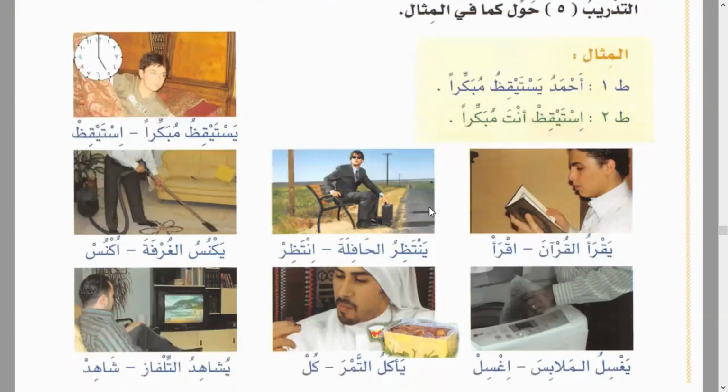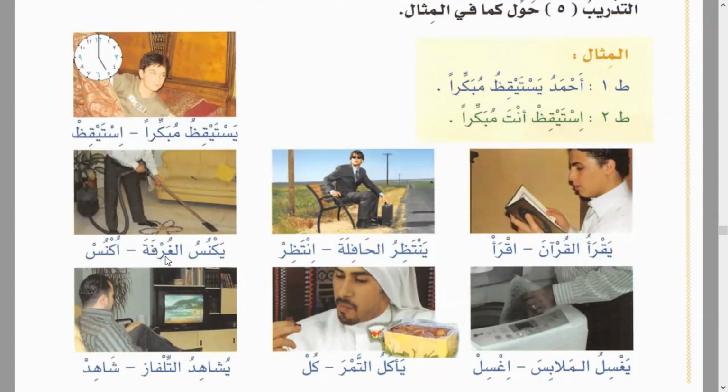Next, Ahmadu yantazirul hafila. Ahmad is waiting for the bus. So we want to say, intazir al hafila. Wait for the bus. Intazir. How did we get that? We chop this, and because we cannot pronounce this, intazir. We give a kasra because this has a fatha. Intazir. Wait. Intazirni. Wait for me.